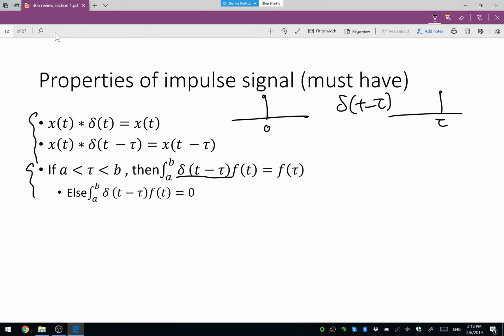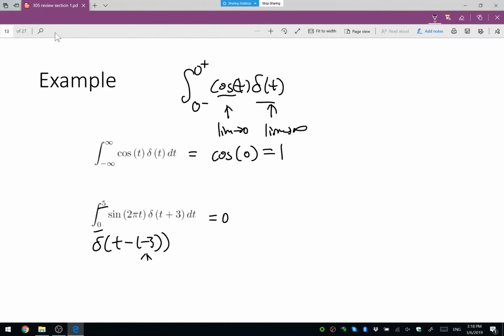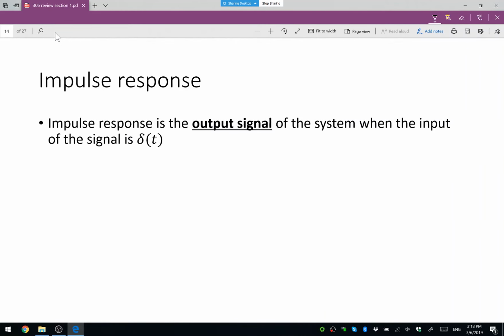For the other properties of the convolution, we're going to talk about that in the convolution part. So, impulse response. We have already talked about the impulse signal. So, what is impulse response? When we talk about response, it is the output of the system. Here the impulse response is the output signal of the system if the input signal is an impulse signal.